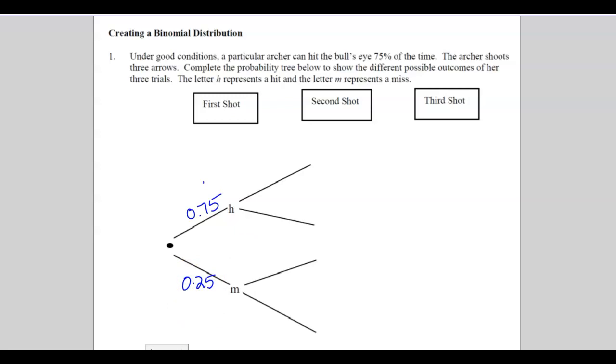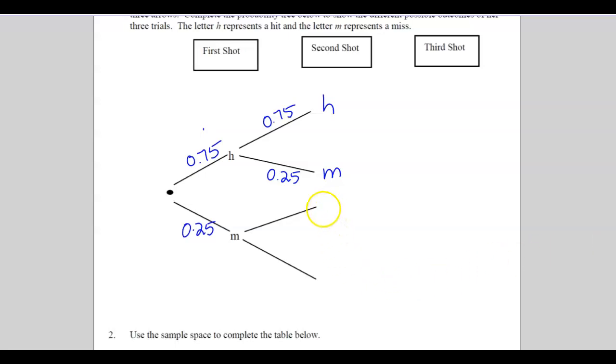Okay? It's not dependent. Every time she tries to hit the bullseye, that's the probability. So the next time she takes a shot, it's a hit or a miss. If she hit it the first time, or if she missed the first time, it's a hit or miss the second time. And then the third time, same thing.